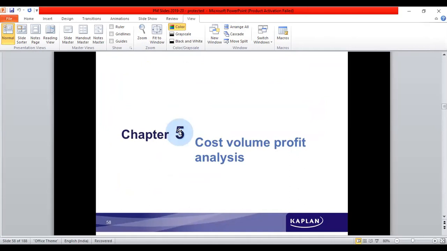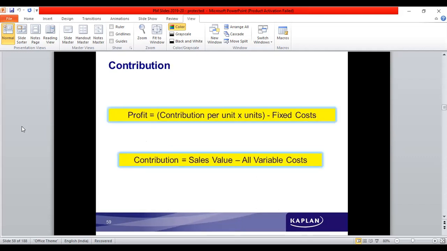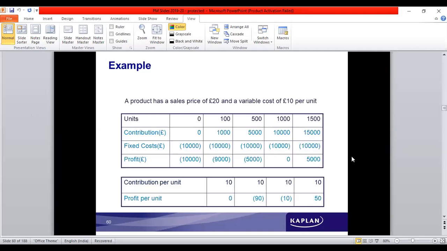So what is cost volume profit analysis? What is the cost for a volume of activity, volume of sales, and how much is the profit generated? There are two profits: one is controllable profit, and the final one is the total profit. Total profit is equal to the total amount of contribution minus fixed cost. Contribution is sales minus variable cost, because we've already discussed all the equations. I'm not spending time on that.